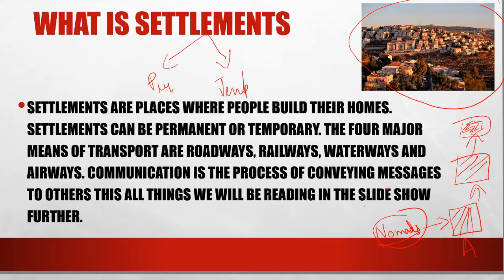So the four major means of transport are roadways, railways, waterways, and airways. If permanent settlements or temporary settlements are formed, the people who are living there have to carry on their livelihood, they have to achieve their subsistence. So they have to build a transportation system. Roadways play the key role in it. And then come the railways, then waterways, and then airways. Communication is the process of conveying messages to others. All these things we will be reading in this slide slowly.